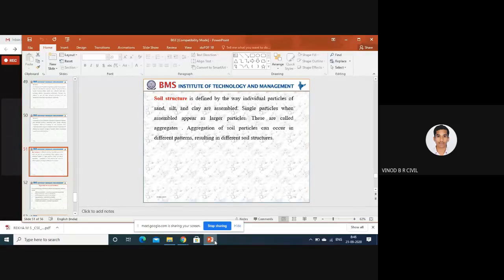Soil structure is the combination of sand, silt, and clay, and single particles when assembled appear as a large particle. For example, if you take 1 gram or 2 gram of soil, in that soil also you can see a number of clays and many soil structures attached, sticking to the sandy layer. There also you can see micron-sized soil or clay particles, around 10 to the power of -6, attached to the sand. These are called aggregates.